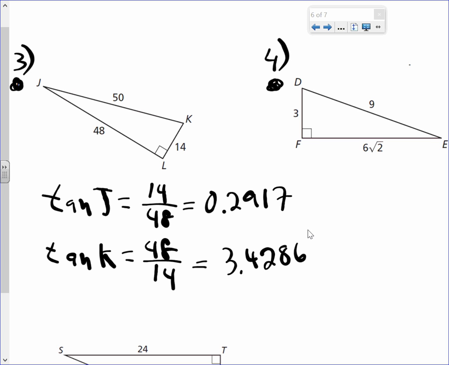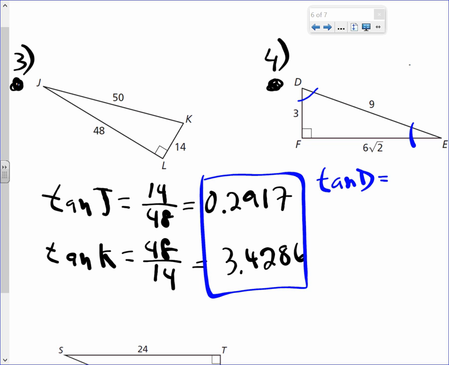Rios, can you give me both angles that are acute for number 4? Nice. That's one. Rocha, give me the other one. The other acute angle besides D. Awesome. Let's do it. Tangent of D. Wait, so those are the answers for number 3? Right. These are the answers for number 3. We're done. That's it. It's easy, huh?